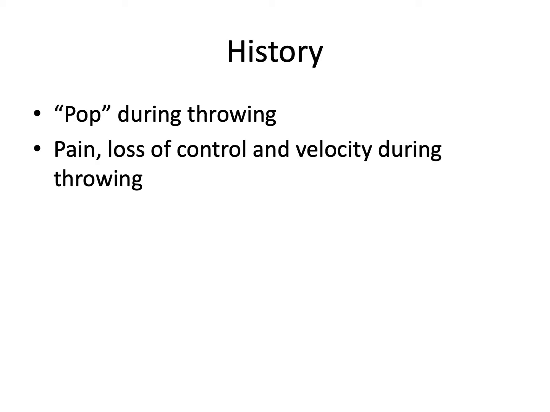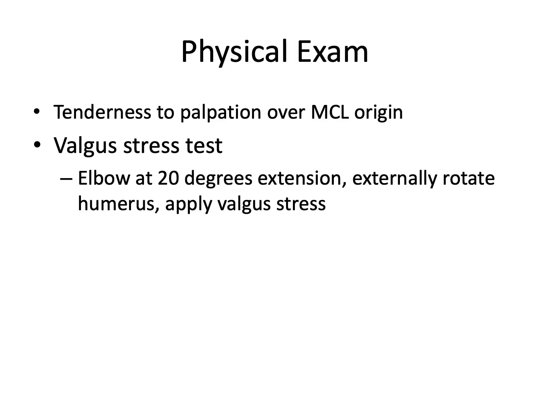In the history, the patient may report a pop during the throwing activity with pain, loss of control, or loss of velocity during throwing. On physical exam, the patients may be tender to palpation of the medial collateral ligament origin. You can perform a valgus stress test with the elbow held at 20 degrees of extension, externally rotating the humerus, and applying valgus stress to recreate the patient's symptoms.